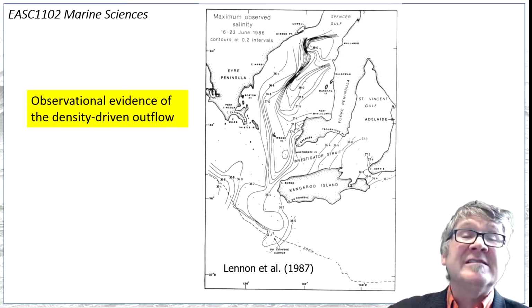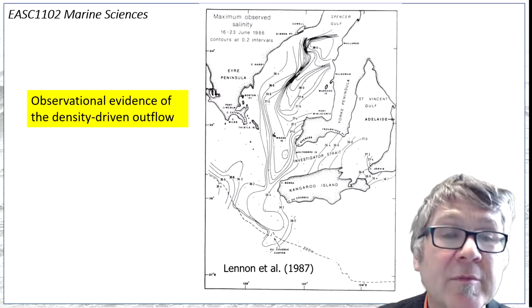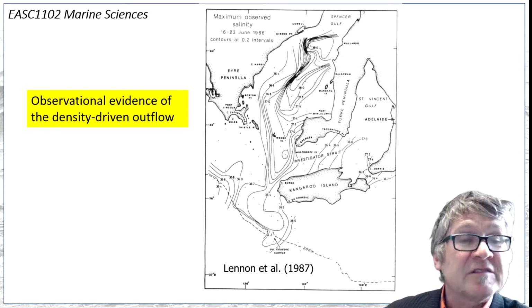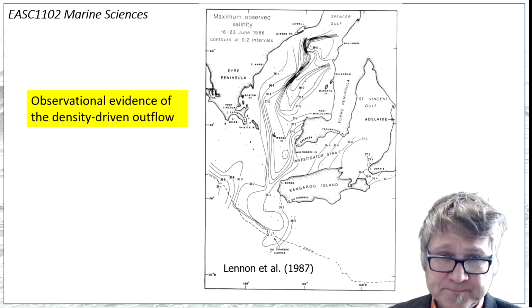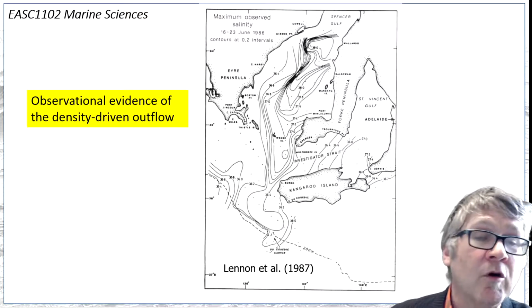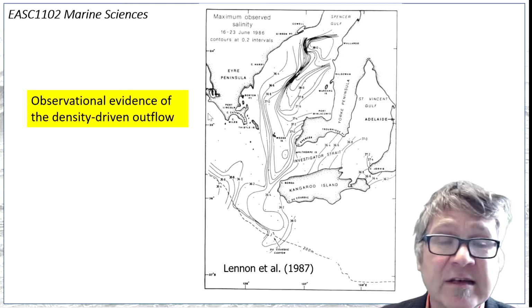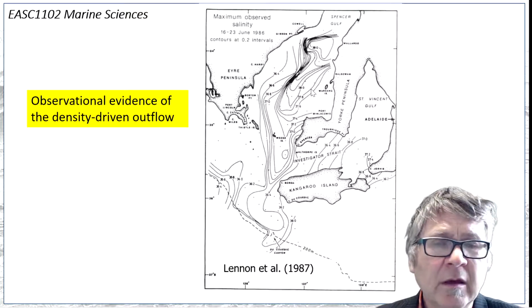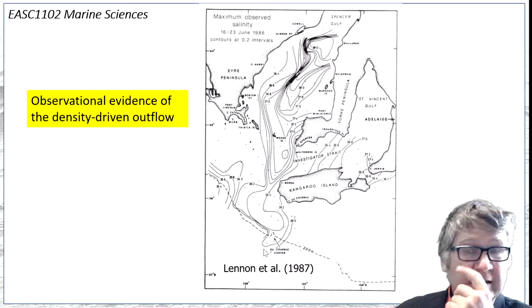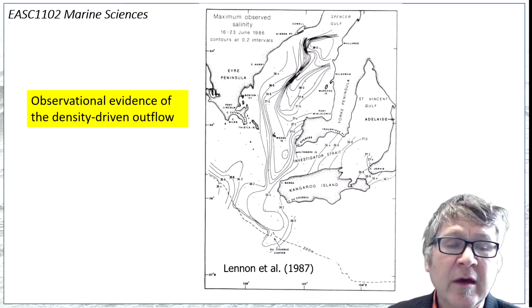Still, the outflow is attached to the seafloor. It's more a bottom intensified outflow, and the inflow is more near the surface. But still, you have that clear shift of the outflow over to the eastern side of the Gulf. Okay, and this is how the outflow was derived. This is a density-driven outflow.